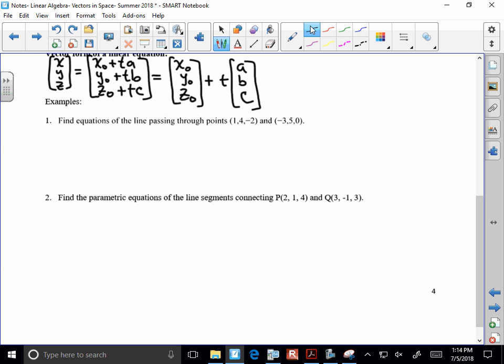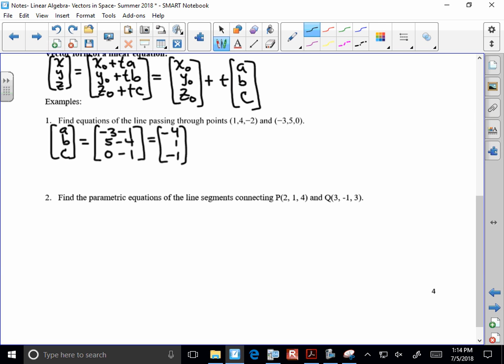I want a, b, c: negative 3 minus 1 or 1 minus negative 3, it doesn't matter. 5 minus 4, 0 minus 1, which would in turn become negative 4, 1, negative 1. Either one of those coordinates could become your x sub o, y sub o, z sub o, but it should be consistent with how you determine your displacement vector.